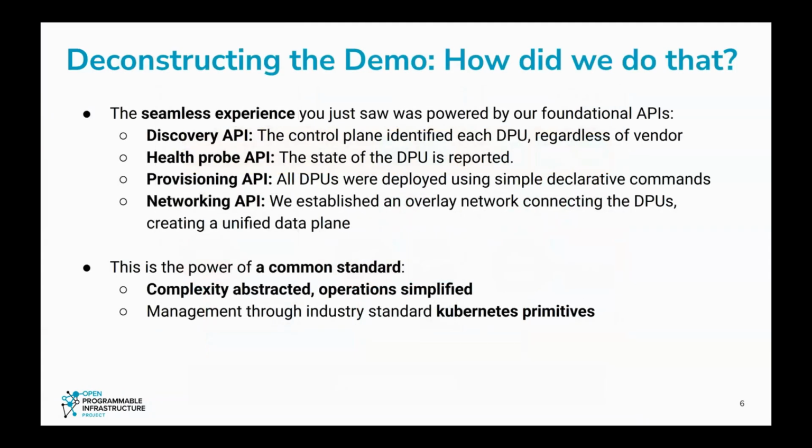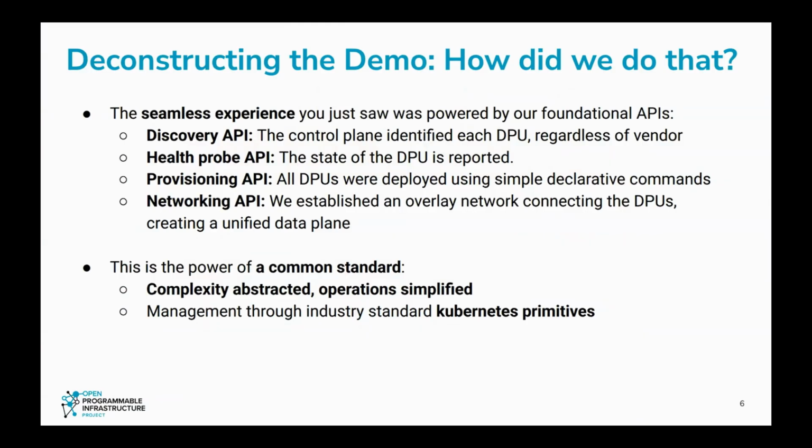So how did we really do that? Well, there's a bunch of APIs. We have a discovery API. That one is doing the discovery of the DPUs, identifying each of the DPUs, figuring out what kind of capabilities we have in the cluster. We have a health probe API. So if the DPU would go down, we get some information about that because, of course, things can move, and from a manageability perspective, we need to know.